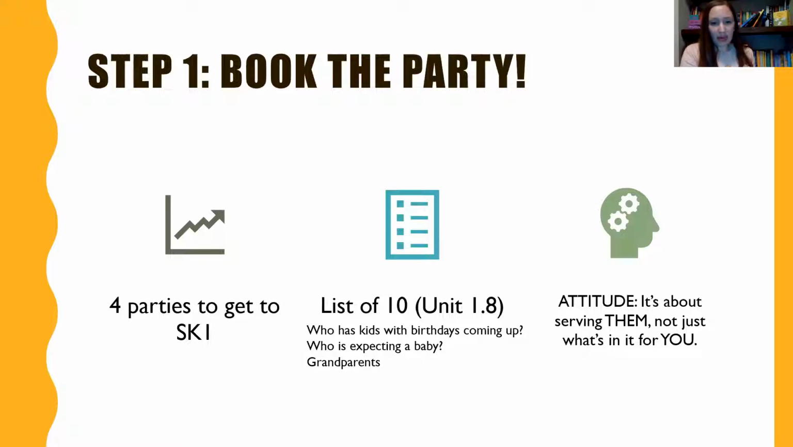In Unit 1.8, if you didn't do your list of 10 people with your team leader, go back and do it now. And if you did, do another 10 and expand your list beyond just the people you thought of before. Think of any friends who have kids with birthdays coming up.